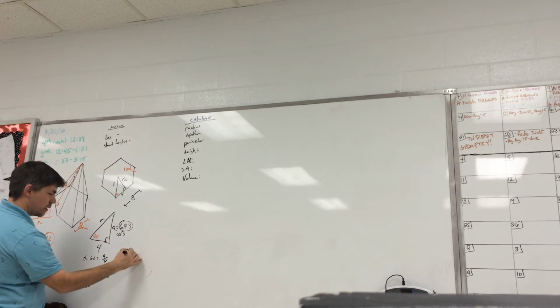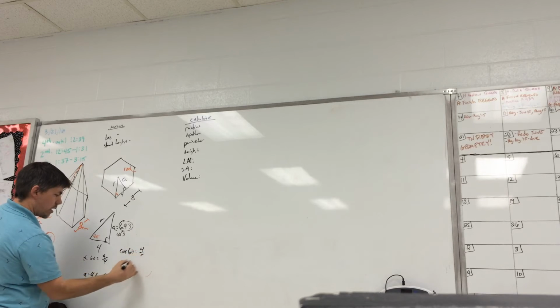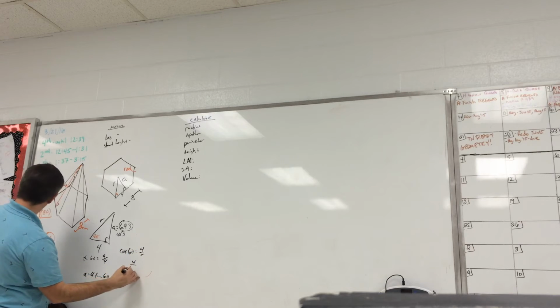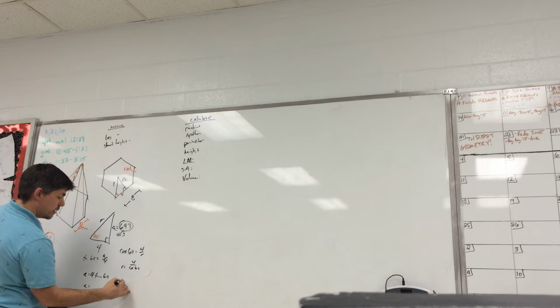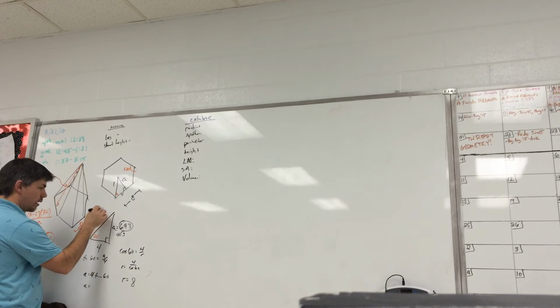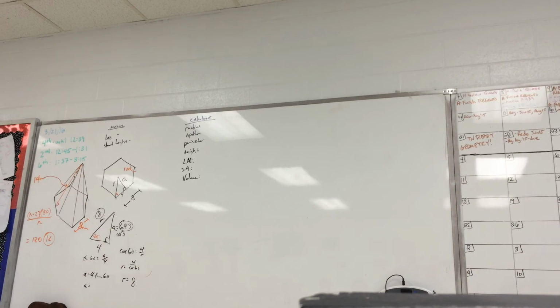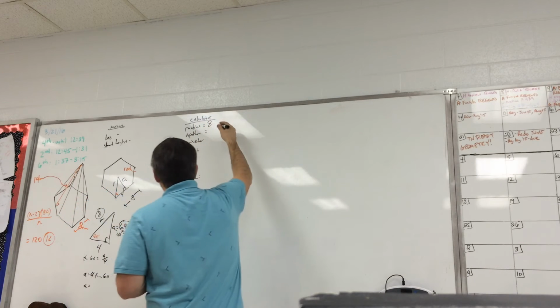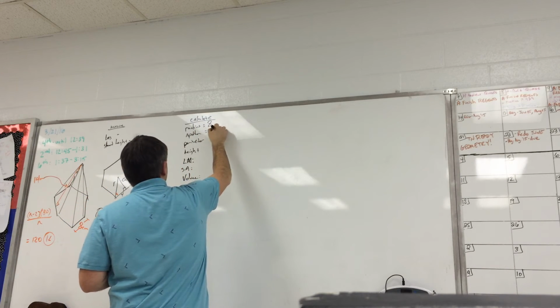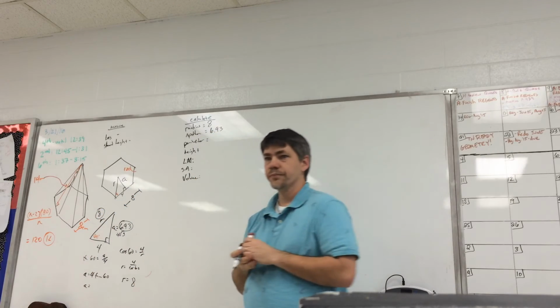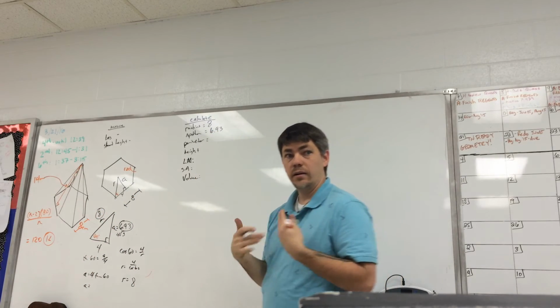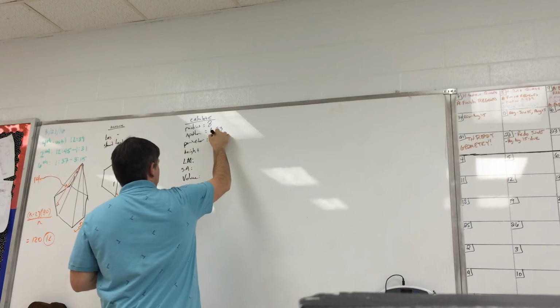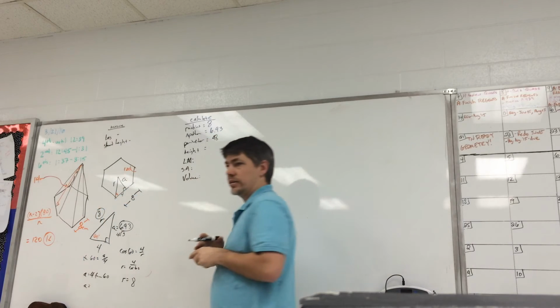Cosine of 60 is equal to 4 over r. r is equal to 4 divided by cosine of 60. So r winds up being 8. So I've calculated the radius as 8. I've calculated the apothem as 6.93. How much is the perimeter? 6 times 8, 48. Good. Now what do I have to calculate?